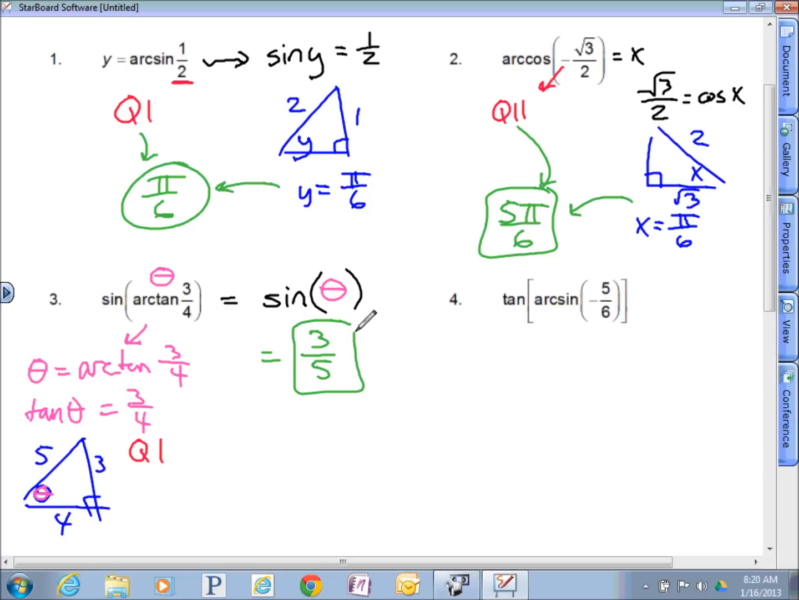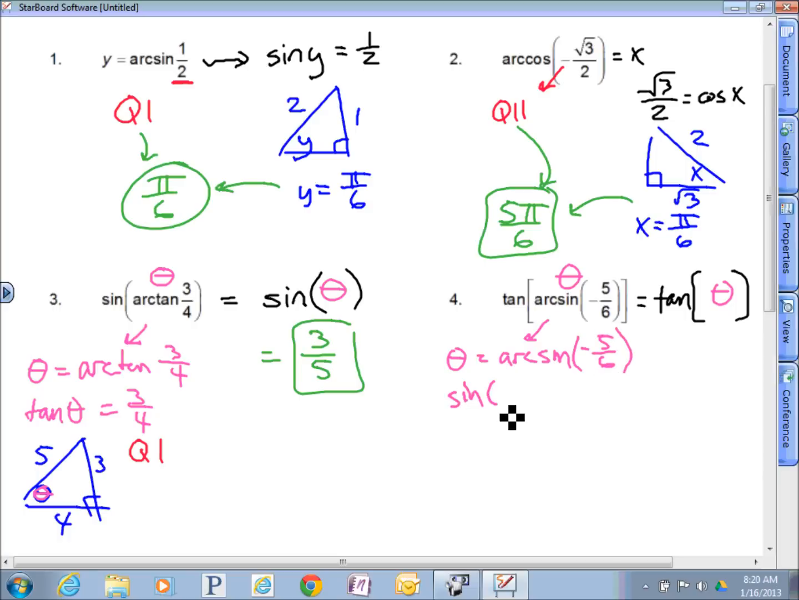So if we do the same thing with number 4, I'm going to start off by saying, here's my theta. This is theta. What do I really want to find in this problem? I really want to find the tangent of that theta. So if I can come up with a reference triangle, I'm golden. So let's rewrite this equation. According to this, theta is the same thing as arcsine of -5/6. So what I really want to know is the sine of what angle theta is -5/6.